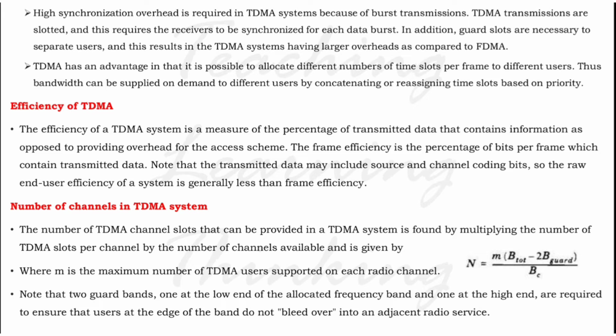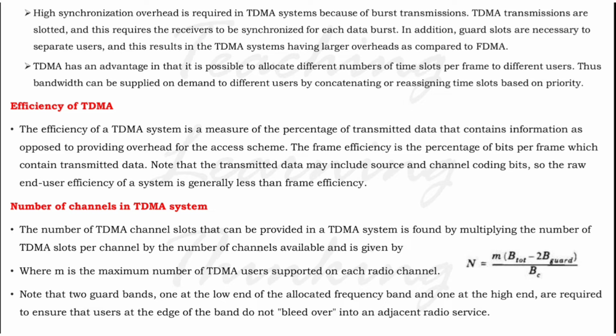Now, the efficiency of TDMA. This is not important, but I will tell you in a simple manner. The efficiency of a TDMA system is a measure of the percentage of transmitted data that contains information, as opposed to providing overhead for the access scheme. The frame efficiency is the percentage of bits per frame which contain transmitted data. Note that the transmitted data may include source and channel coding bits, so the raw end user efficiency of a system is generally less than the frame efficiency. This is not important, you can ignore this part.